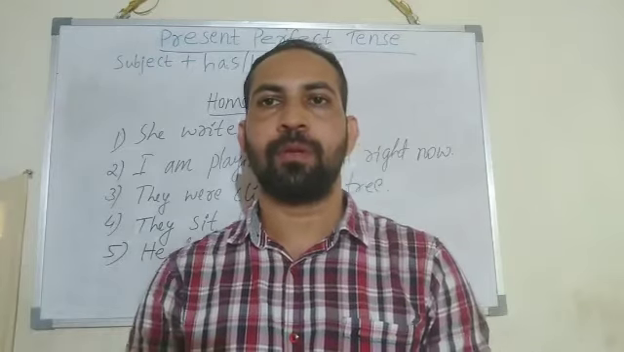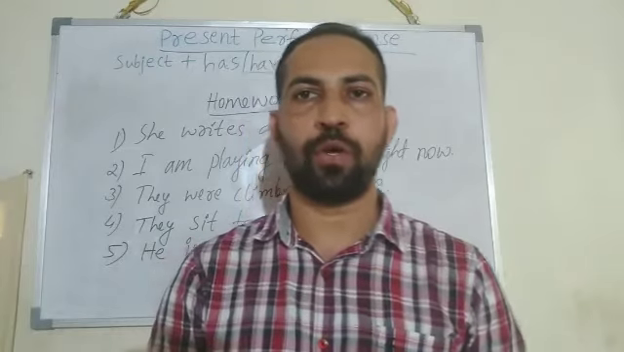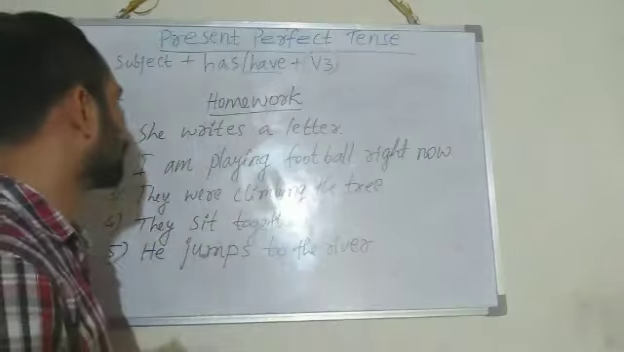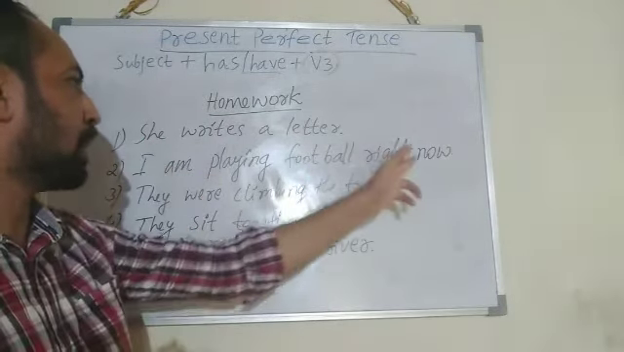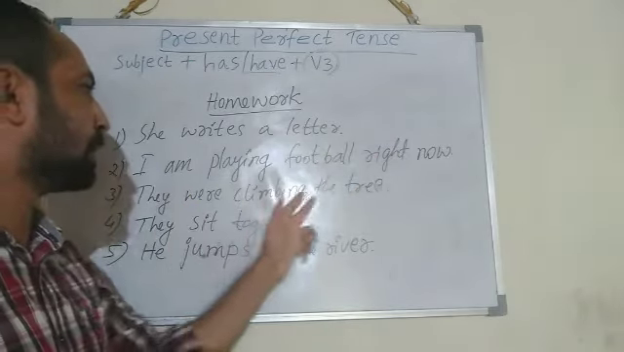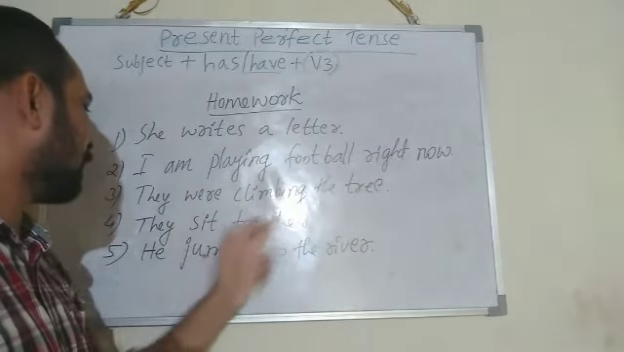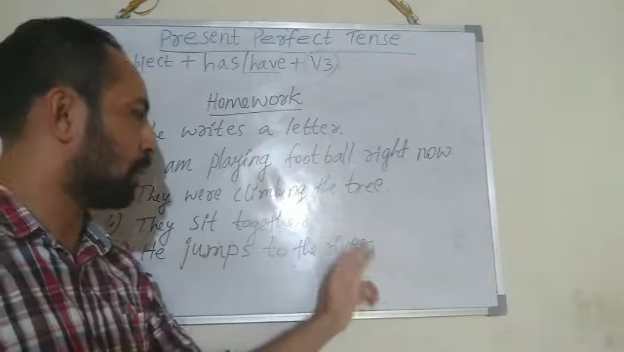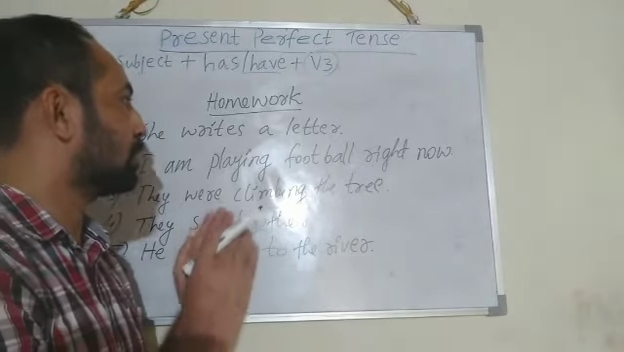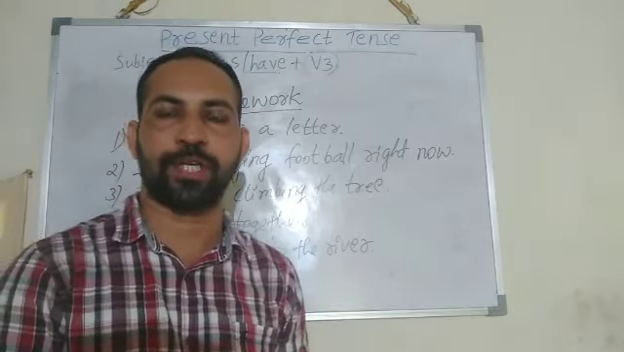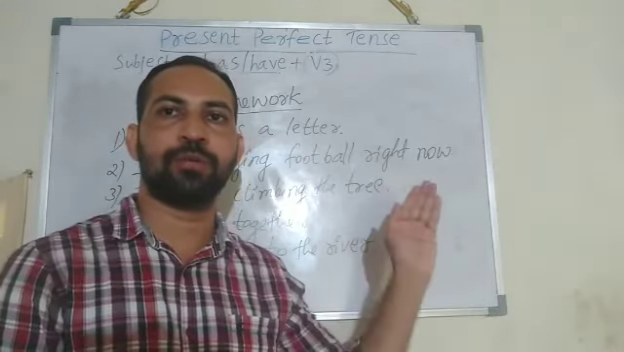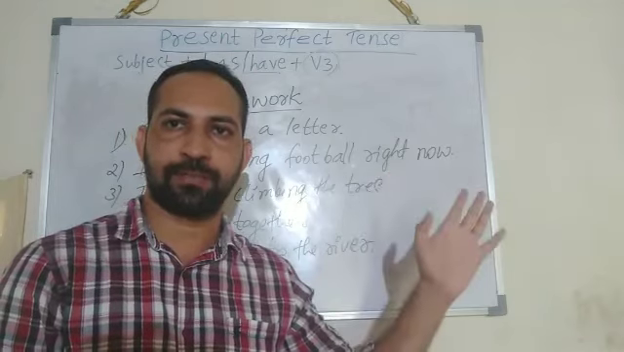Okay. Now I give you homework. Today's homework. She writes a letter. I am playing football right now. They were climbing the tree. They sit together. He jumps to the river. These are the sentences you have to change into present perfect tense. Okay, change into present perfect tense.